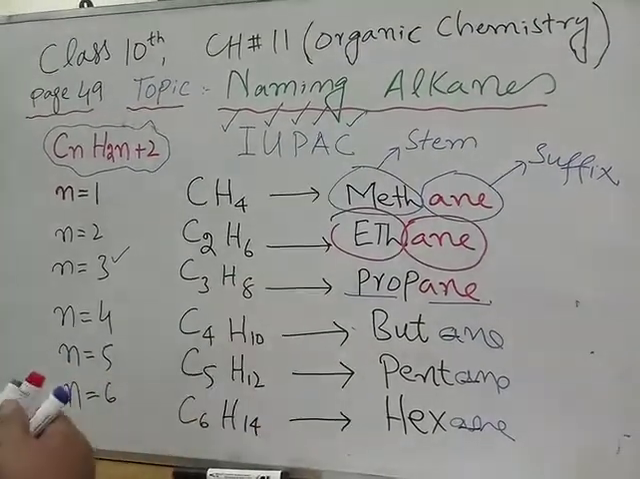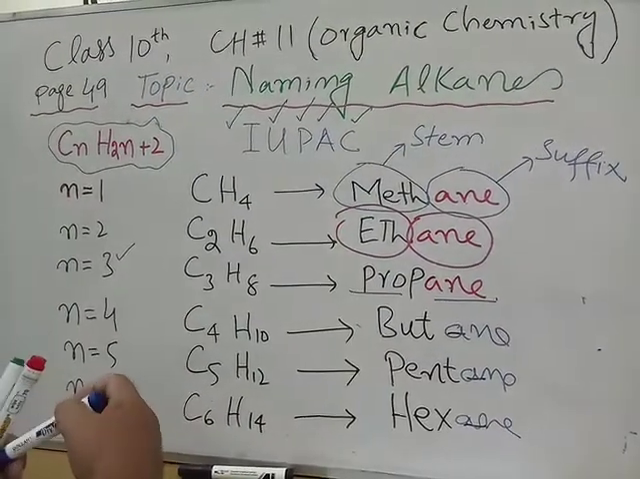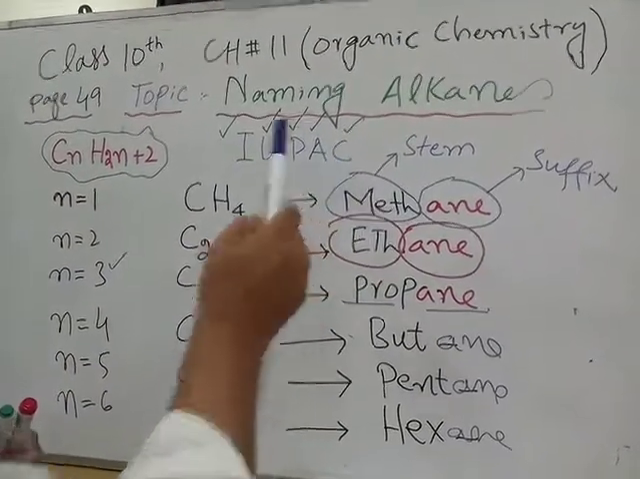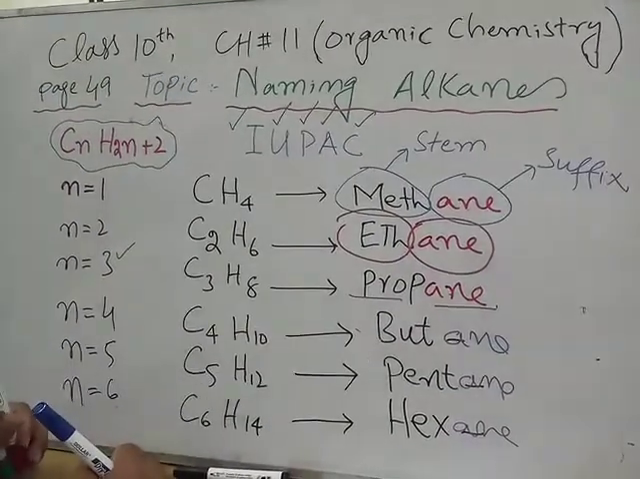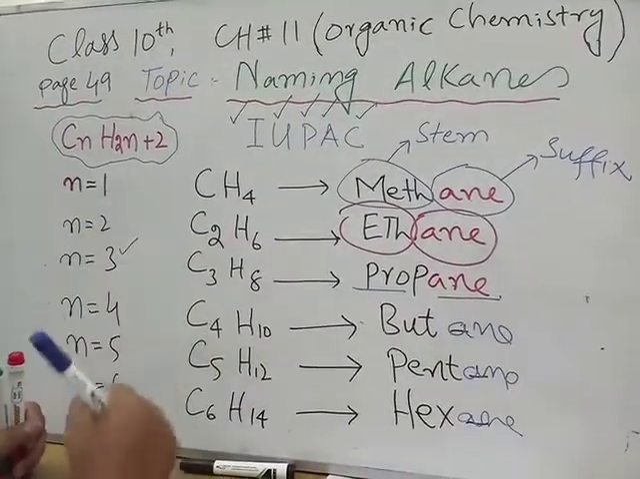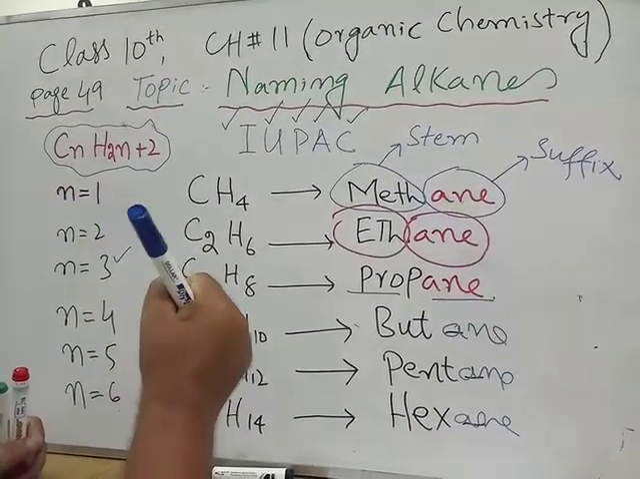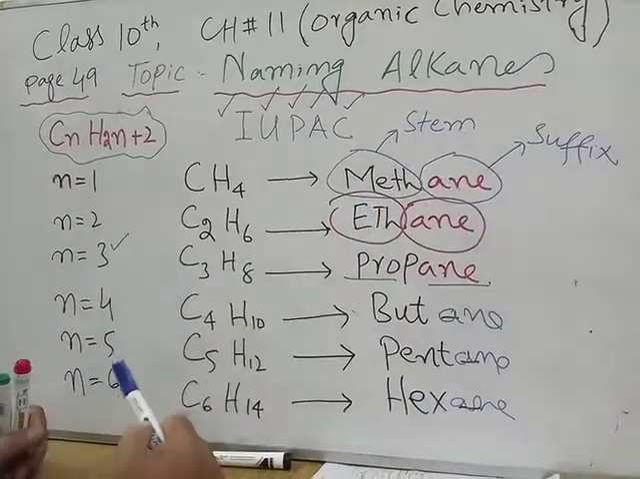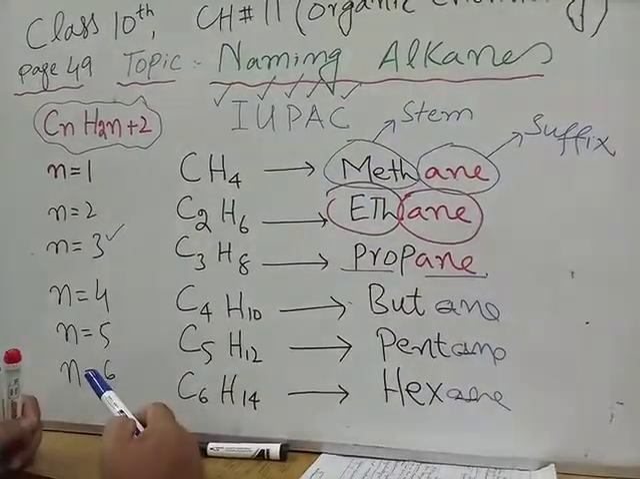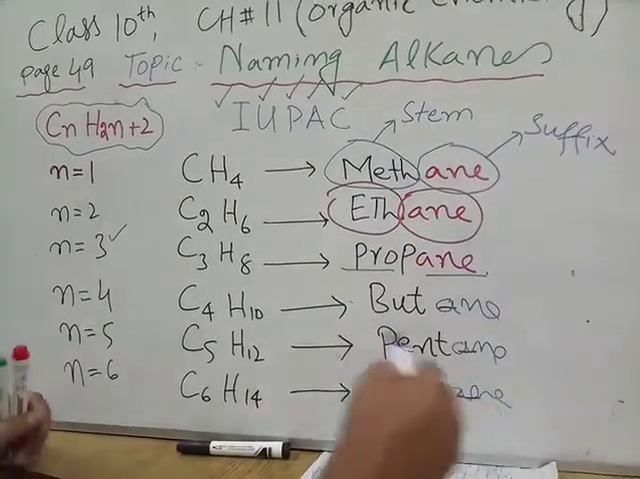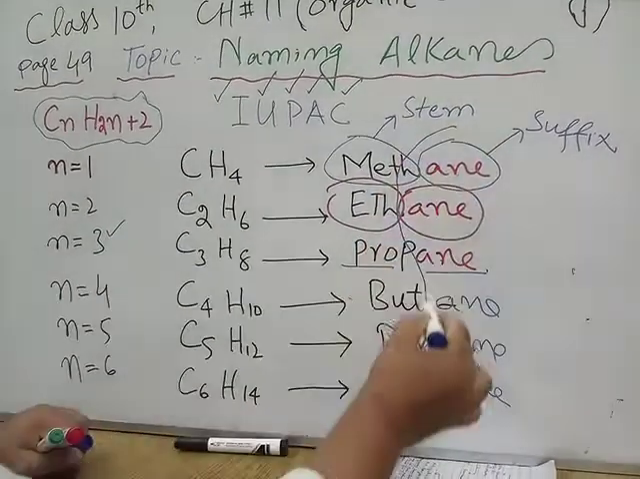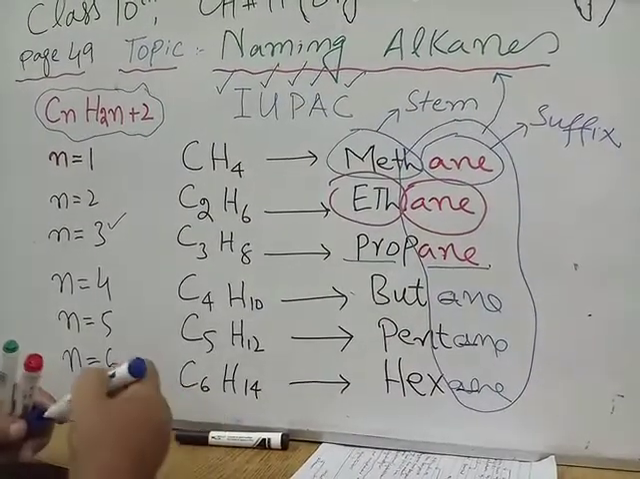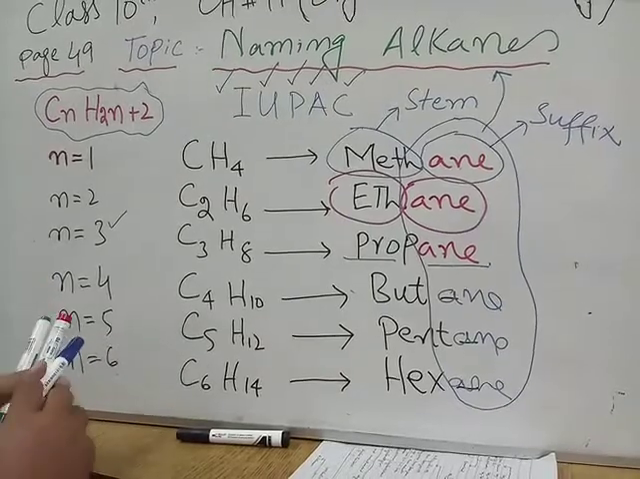So let me summarize the discussion: alkanes are named according to the IUPAC system, International Union of Pure and Applied Chemistry. According to this system, the name of each alkane is composed of two parts, the prefix part and the suffix part. The prefix part is also called the stem. It represents the number of carbon atoms, while in the suffix part, ane is common. You can see this means all these belong to alkanes. So this was something about the alkanes.